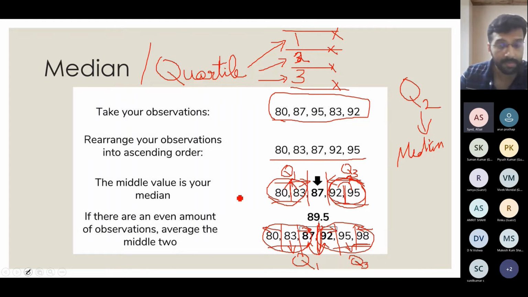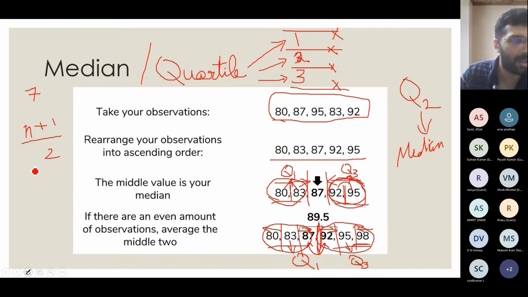Is there any formula for this, Arun? Yeah, the formula is actually simple. If you have an odd number of data points, it is n plus 1 by 2. And if you have an even number of data points, it is n by 2 and n by 2 plus 1. So you take the data at these two indexes, add them, and divide by 2 for even data, and you take the data at this index for odd data.